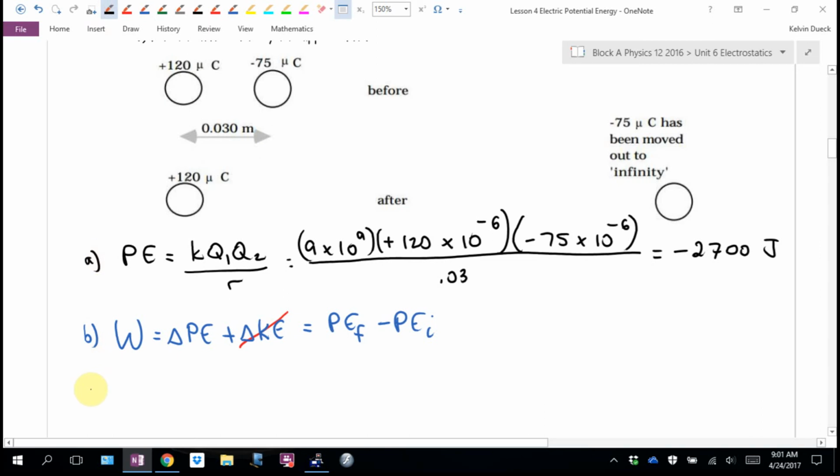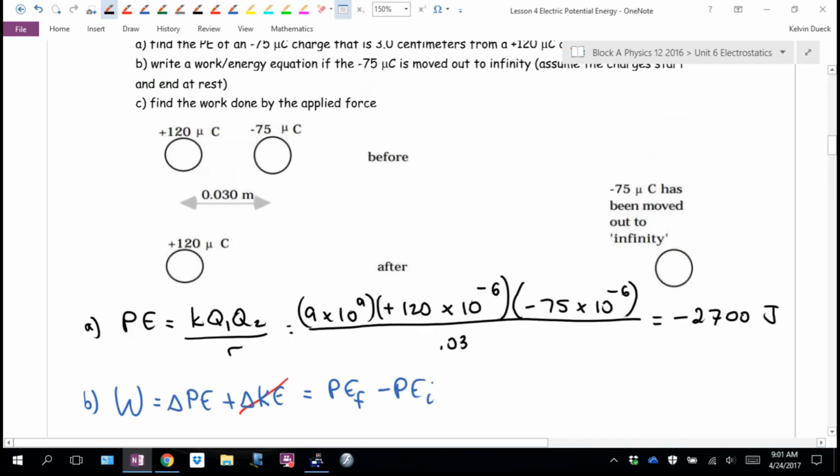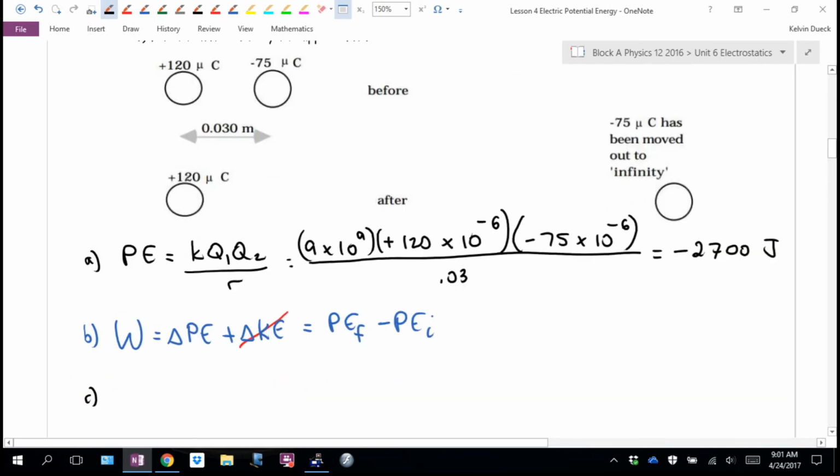Andy, what's part C want me to find? The work done by the applied force. Oh, it actually wants me to solve this work energy equation. Okay, I can do that. What's my final potential energy if I end up out at infinity? 0 minus, what was my initial potential energy? We calculated that, Andy, in part A.